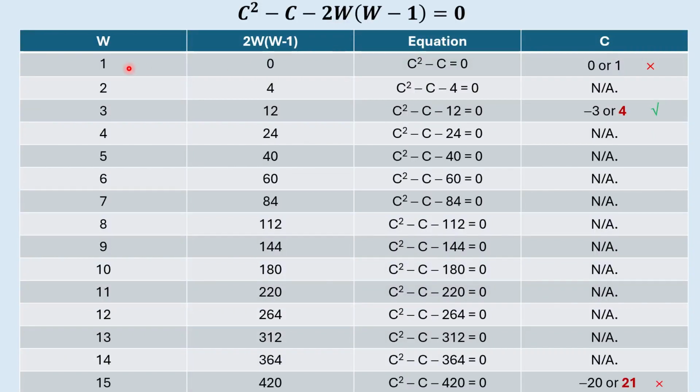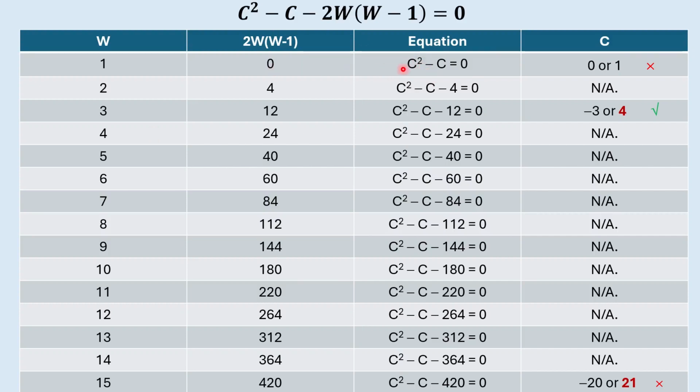For example, if W is equal to 1, 1 minus 1 is 0, times 1 times 2 is equal to 0. If W is equal to 2, here 2 minus 1 is equal to 1, times 2 times 2 is equal to 4. If W is equal to 3, here 3 minus 1 is equal to 2, times 3 times 2 is equal to 12. Okay, so you can calculate all the values for this 2W times W minus 1 for each individual W value. And then we can write this quadratic equation with the real numbers. And then we can just solve them.